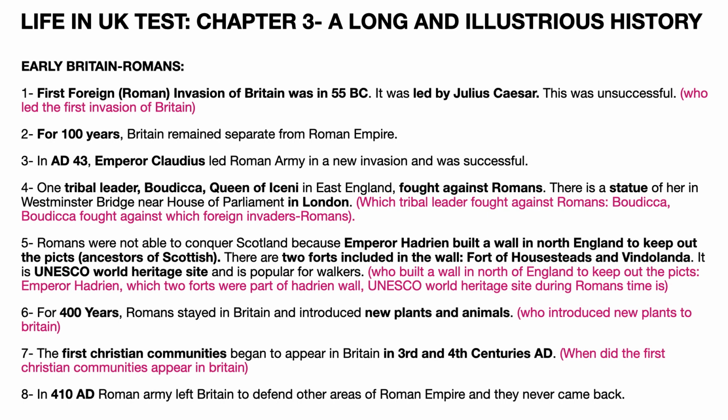So for 400 years, the Romans stayed in Britain and they introduced new plants and animals. The first Christian communities began to appear in Britain in the 3rd and 4th centuries AD. In 410 AD, the Roman army left Britain to defend other areas of the Roman Empire and they never came back. So the question could be, when did the first Christian communities appear in Britain? That was during the 3rd and 4th centuries. Or which people introduced new plants and animals in Britain? That is the Romans.